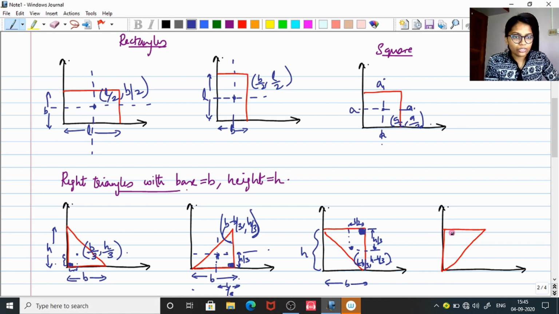In this figure also you can see the marking, the right angle marking was over here. So take your B by 3 starting from your right angle point, and starting from the right angle point this is your H by 3. So it is coming like here, isn't it? Your x coordinate will be simply B by 3 and for the y coordinate you have to subtract H by 3 from the whole side H. So it is H minus H by 3.